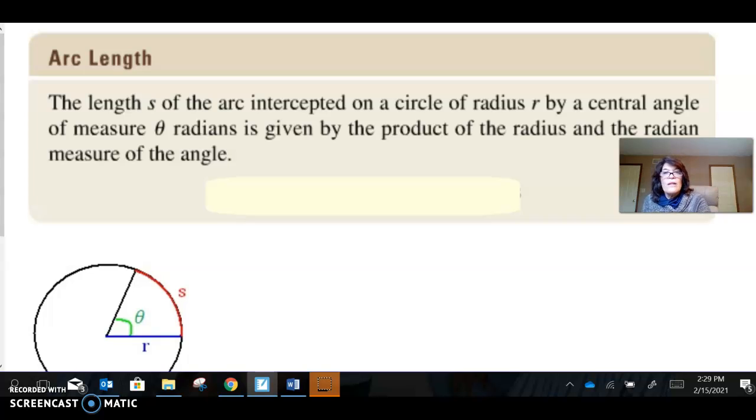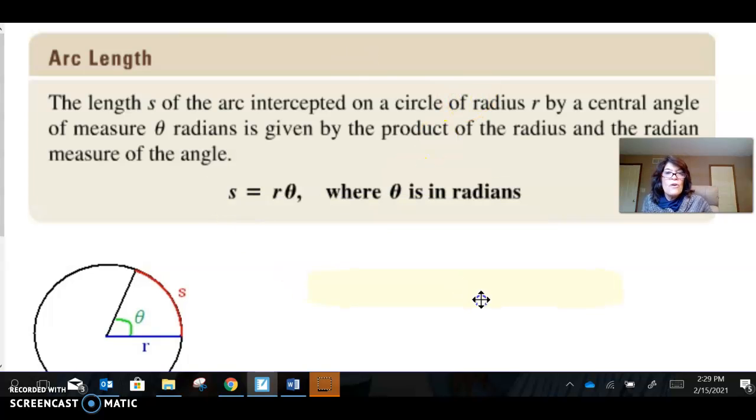Arc length we talked about. We already sort of saw that arc length equals radius times theta, as long as theta is measured in radians.